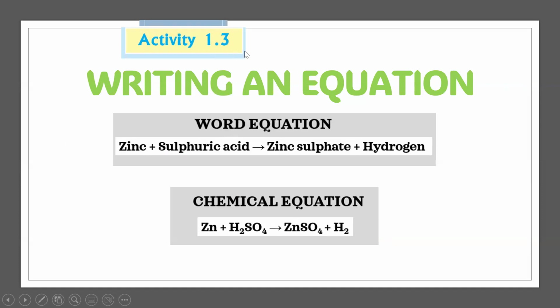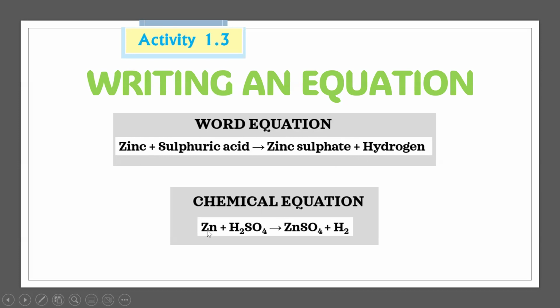Next one is activity 1.3. We saw in the previous case how zinc reacts with HCl. Here, when it reacts with sulfuric acid, zinc sulfate is formed. When we add HCl, zinc chloride is formed. Here, zinc sulfate is formed and H2 gas is getting liberated.